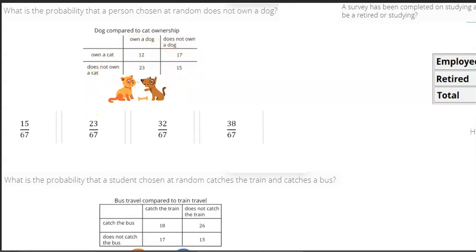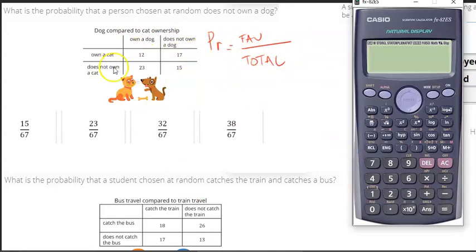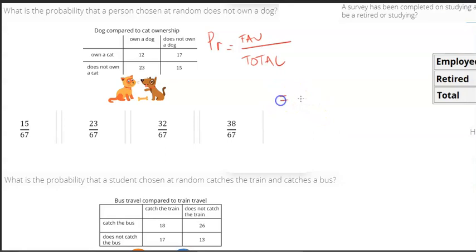Okay? But before we get to this, we need to figure out the total amount, because in order to get the probability of a certain event, we need the total amount on the bottom and a favorable on the top. The favorable we can work out, it's just adding those two here, the 17 and the 15, but the total, we have to add all of these numbers up because we need to see how many people were surveyed. So in this case, we have 12 plus 17 plus 23 plus 15. And that gives us a total amount of 67.